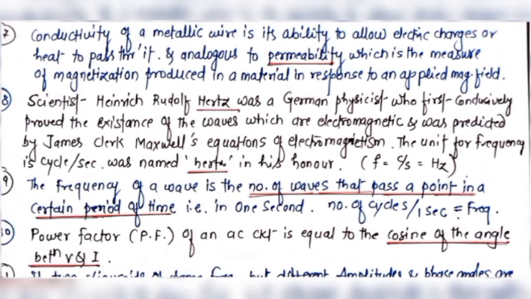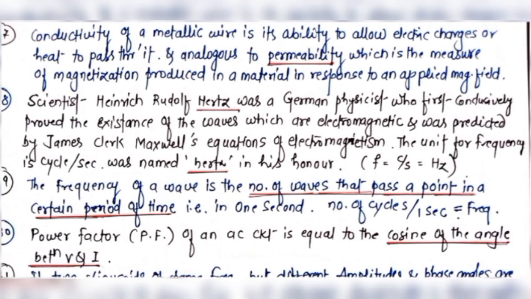Scientist Heinrich Rudolf Hertz was a German physicist who first conclusively proved the existence of electromagnetic waves, which were predicted by James Clerk Maxwell's equations of electromagnetism. The unit of frequency, cycle per second, was named Hertz in his honor. Frequency is equal to cycle per second is equal to Hertz.